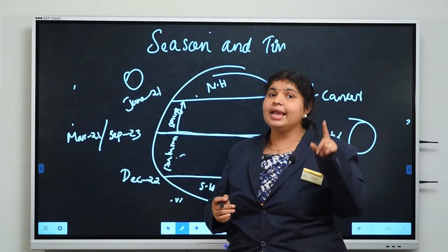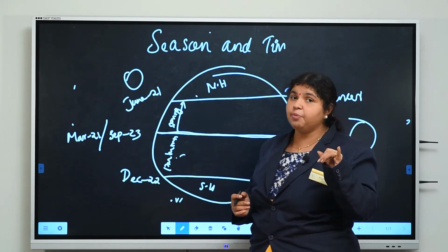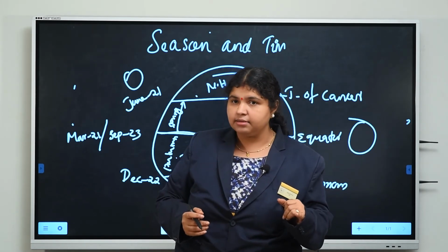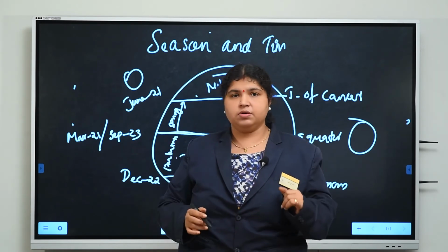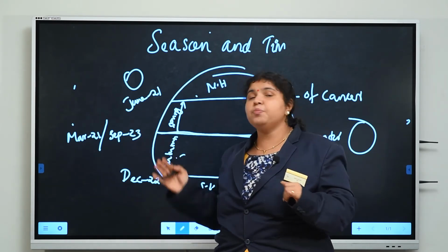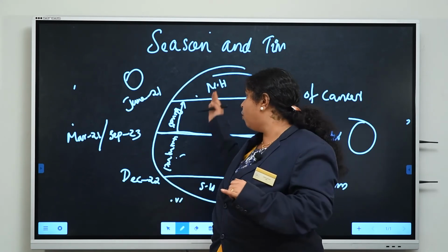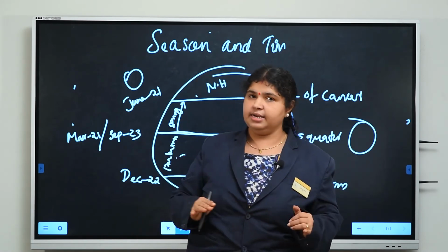Okay, once again I am telling you, in this module first we learned about equinox. Equinox means equal day and night. When the sun is over the equator, it is called equinox. March 21 and September 23 are the equinox days. During equinox, both hemispheres experience equal day and night.